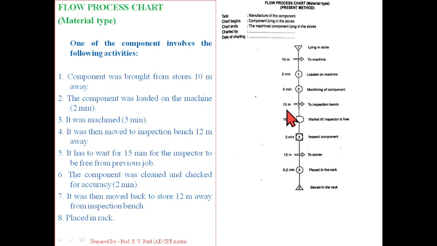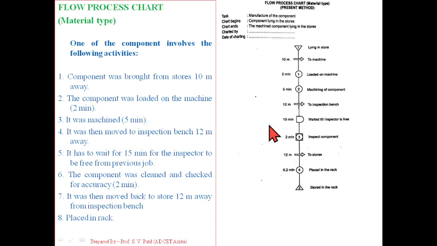Okay, then the next event: it has to wait for 15 minutes for the inspector to be free from the previous job. So already the inspector is busy with some other work, so it is required to wait until that inspector is free. So this is the kind of delay, and the symbol for the same is shown over here. At the right hand side we have mentioned the description, waited till the inspector is free, and that delay is for 15 minutes.